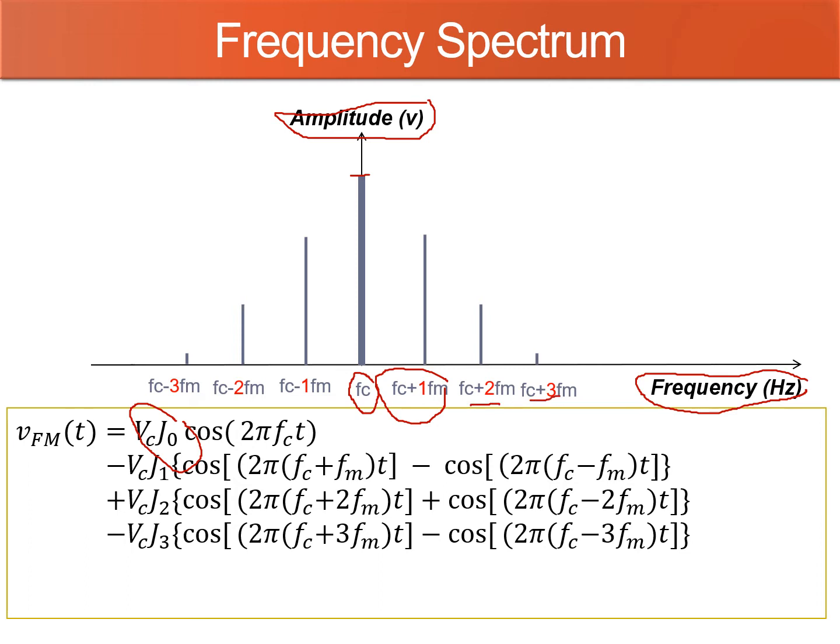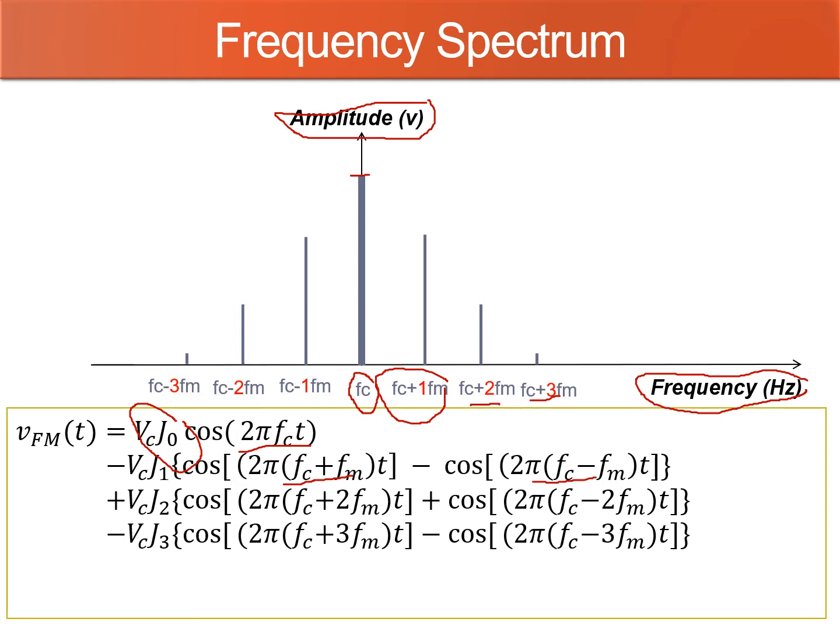So here is the equation for FM. We start with the carrier, VC J naught cos 2 pi FC t. Next is VC J1 cos 2 pi (FC plus FM) t for the first upper sideband, and then cos 2 pi (FC minus FM) t for the first lower sideband.